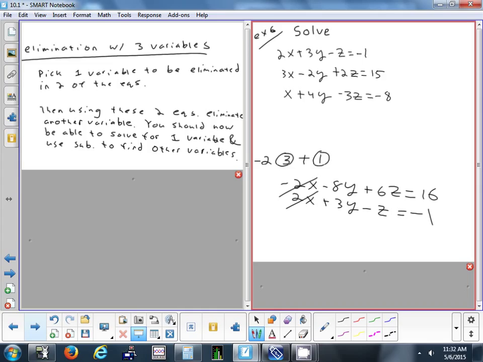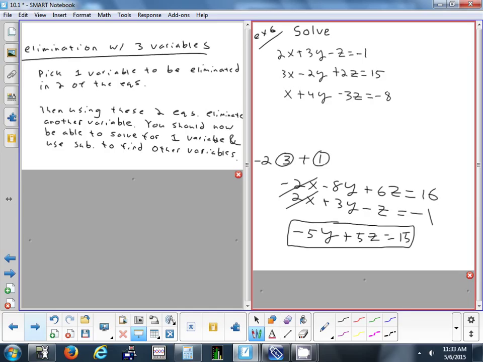Okay, when we add them up, we're going to get a new equation, but the new equation is just going to have y and z in it. Okay, Brianna, what's my y term going to be? So we got -5y. Okay, Colby, my z term? 5z. So we got +5z. And then 16 plus -1 is 15. Okay, I'm going to put a box around it. We're going to come back to this equation in a little bit. Let's call this equation 4.